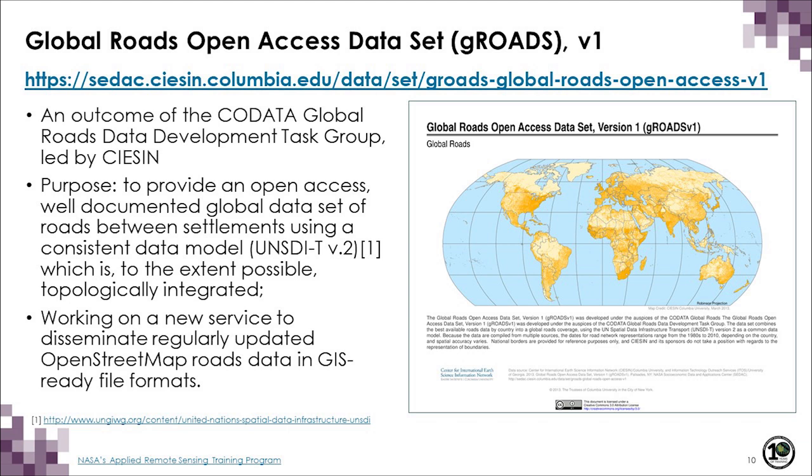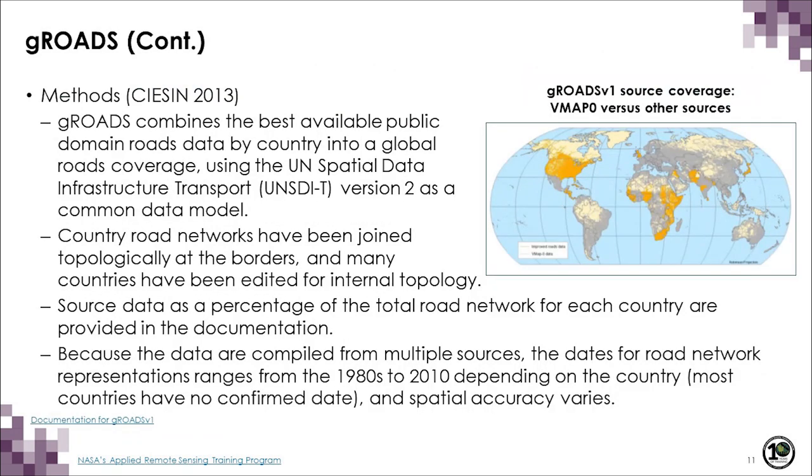CIESIN is working on a new service to disseminate regularly updated OpenStreetMap roads data in GIS ready file format. The complete methodology for developing the dataset is available in the documentation. But in brief, GROADS combines the best available public domain roads data by country into a global roads coverage using the UN Spatial Data Infrastructure Transport version 2 as a common data model.